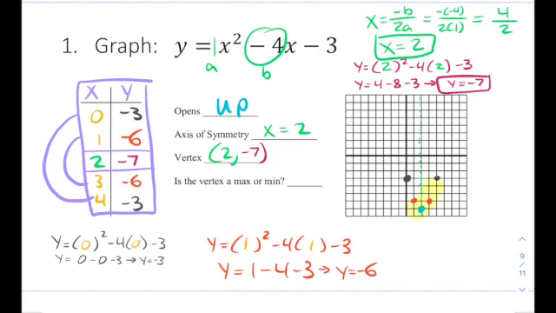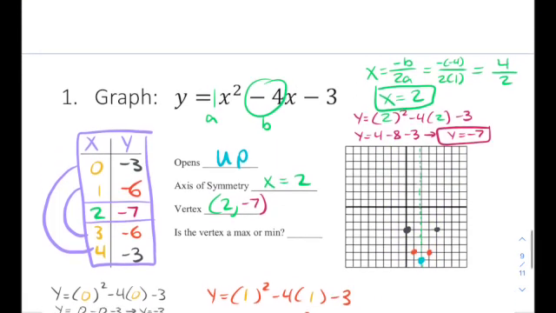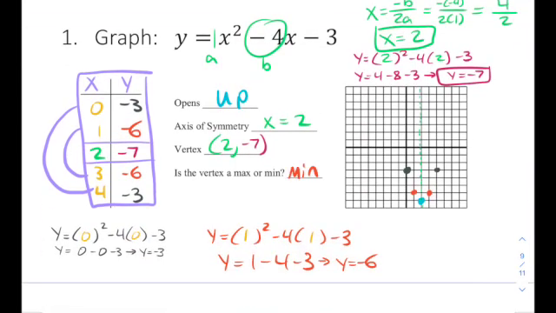And you see I'm starting to follow that U shape. As you can tell, our vertex is the minimum point on this graph, as it's at the bottom of the graph. Any graph that opens up has a vertex that's a minimum. A graph that opens down would have a vertex that's a maximum. And now all we have to do to finish off this problem is just draw our U. And we've completed the graph for this problem.